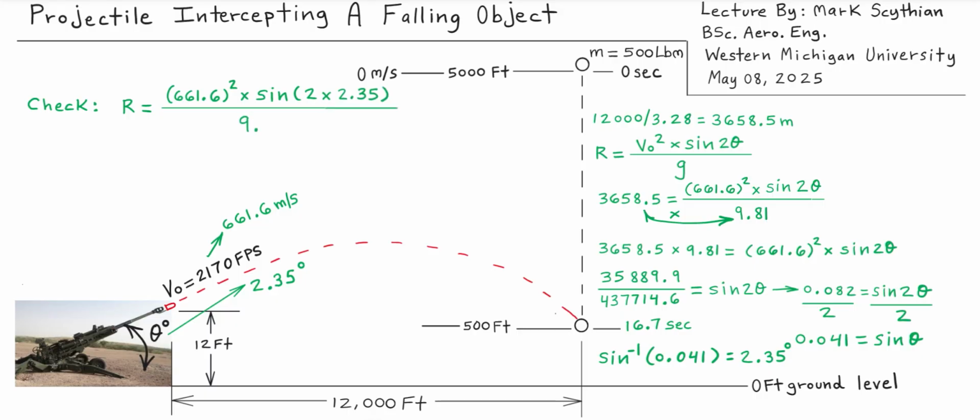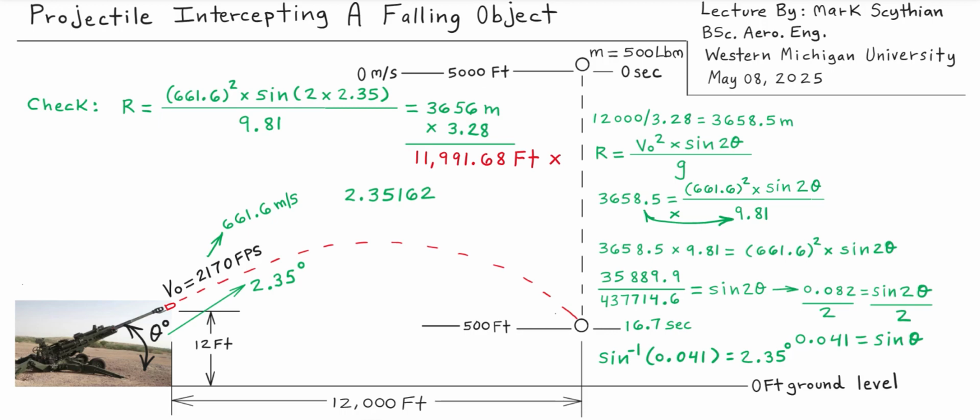So again, we have to test this in the range formula and make sure that it comes to 12,000 feet. And so we have a little problem here. We're off by about 9 meters or 8.2 meters. So this is going to be a problem. It's probably going to be a miss. So we put a little X there as subject to readjustment.